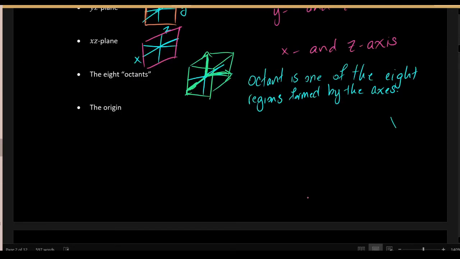Finally, we have the origin, the place from which all points are measured. The origin is the point 0, 0, 0 in 3-dimensional space, just as it was the point 0, 0 in 2-dimensional space.